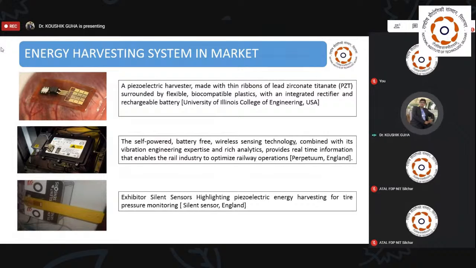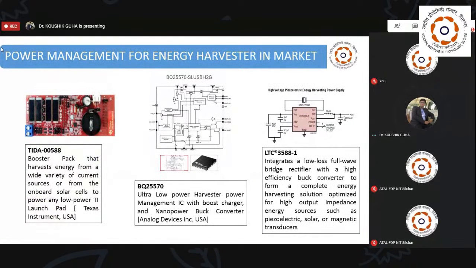Then some industries are also developing very good self-powered devices, such as electromagnetic energy harvesters from Perpetuum in England. Then we can see Silent Sensors, also a company in England, highlighting piezoelectric energy harvesting for tire pressure monitoring applications. Similarly, there are lots of power management circuits on the market.